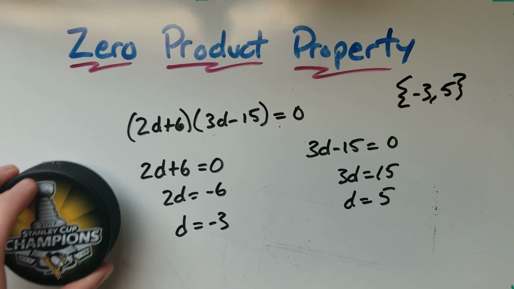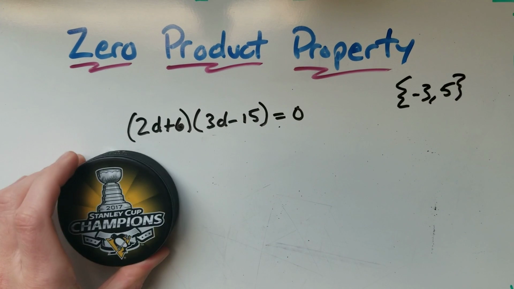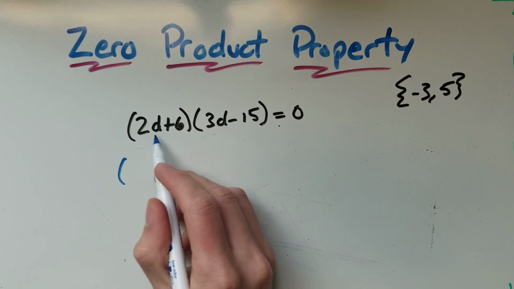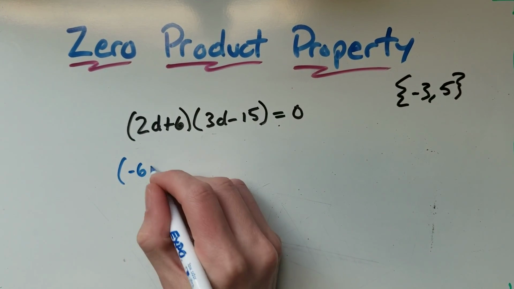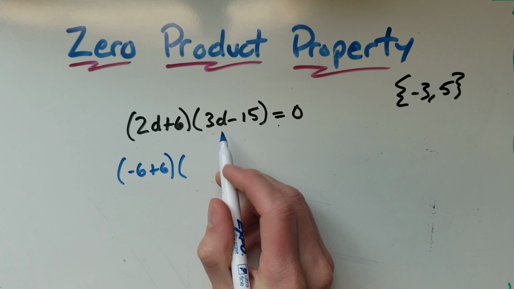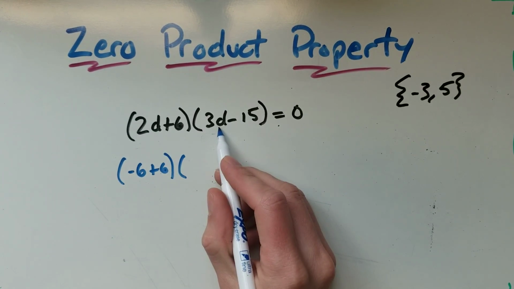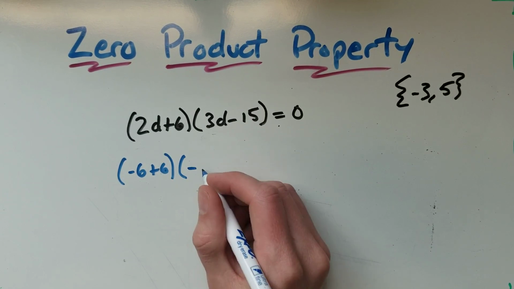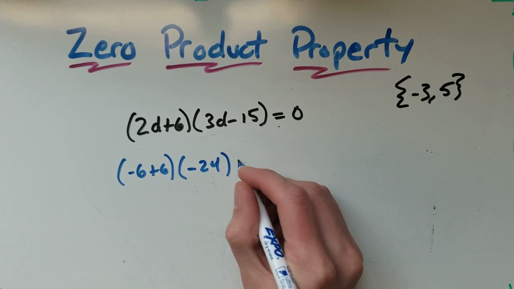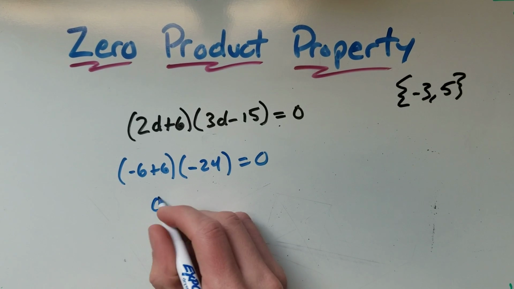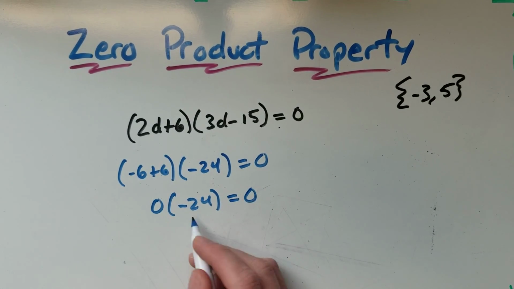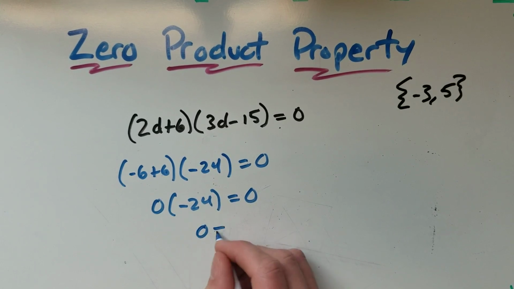Let's go ahead and erase down here. If we take our -3 and substitute in, we're going to end up with 2 times -3, which is -6 plus 6, times 3 times -3, which is -9, minus 15, which is going to be -24. -6 plus 6 is 0. 0 times -24, well, 0 times anything is 0. So this solution works.